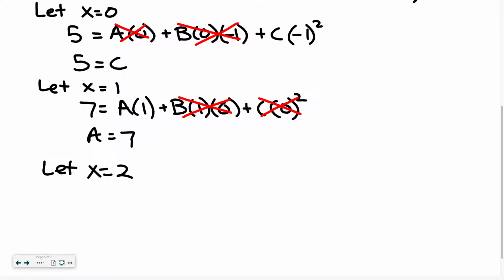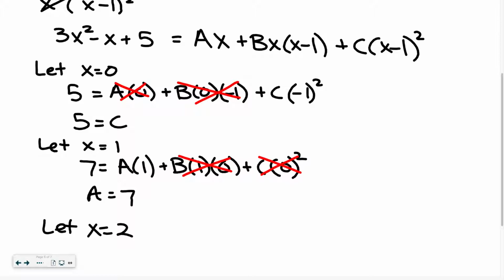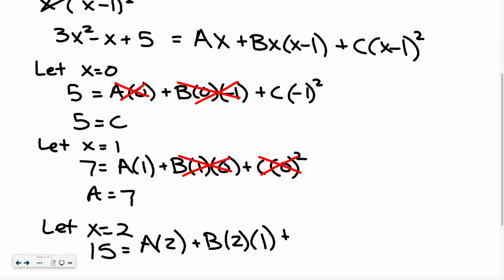Okay, so now I got to go back up to this guy right here. Remember, do your exponent first. 2 squared is 4 times 3 is 12. Minus 2 is 10 plus 5 is 15. So I'm going to have a 15. And then I am going to just continue plugging into this one, just to illustrate what's happening. So I'm showing my work. So I'm just plugging in 2. I would get a times 2 plus b times 2 times 1 plus c times 1 squared.